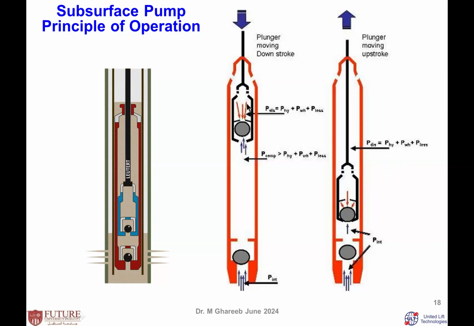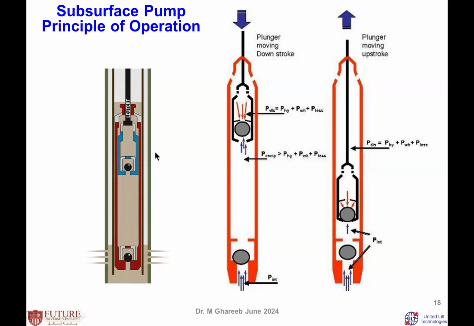In the downstroke, as soon as you are going down, the ball or the valve changes direction of fluid, and this valve will be closed. This valve will be going against a closed volume, a closed area. Then the fluid below the traveling valve will be compressed. In this case, the pressure will be a little bit higher than the discharge pressure. Then the valve is open.